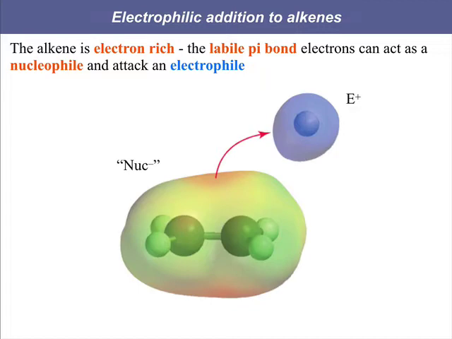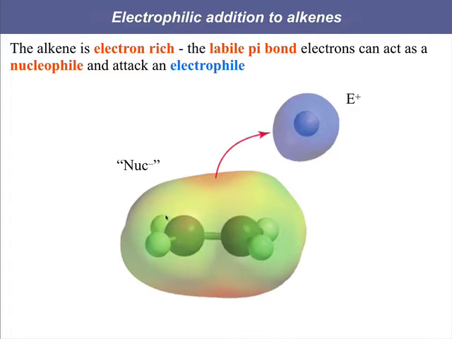The alkene is electron rich. Specifically, the labile pi bond gives us additional electron density between 2 carbons, and that high density region on the molecule can act as a nucleophile and attack an electrophile. So remember, we looked at this kind of an electron potential map.